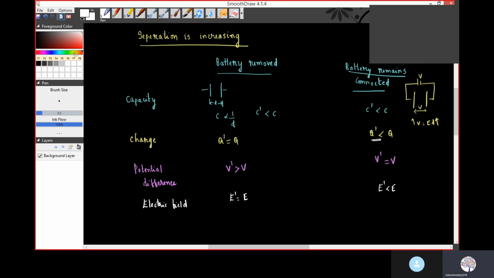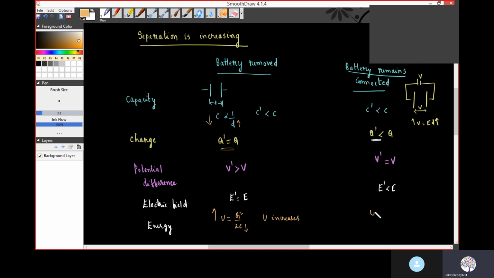Then we will discuss the energy. Energy U is equal to q square by 2C. Now charge is constant. When D increases, then capacitance decreases. When capacitance decreases, U increases. So U increases.